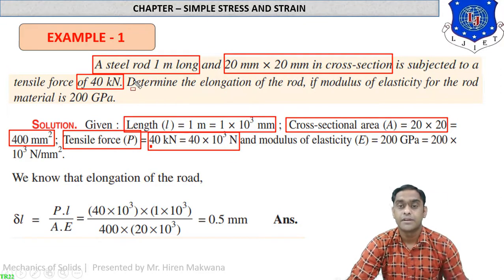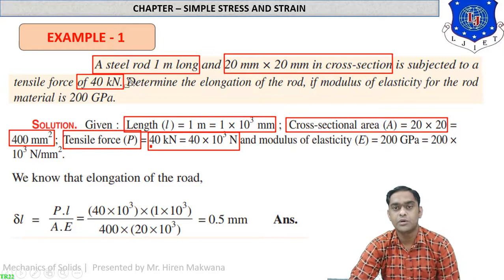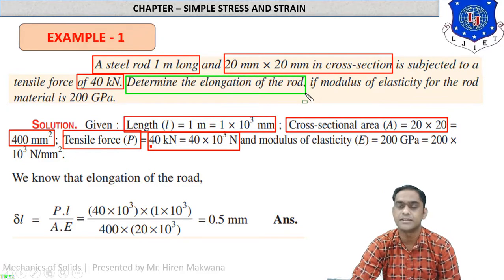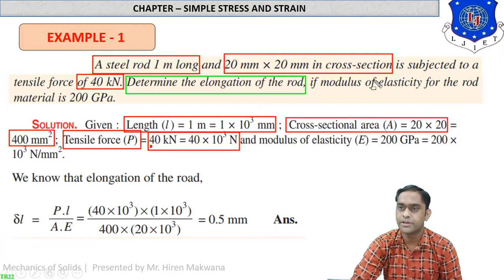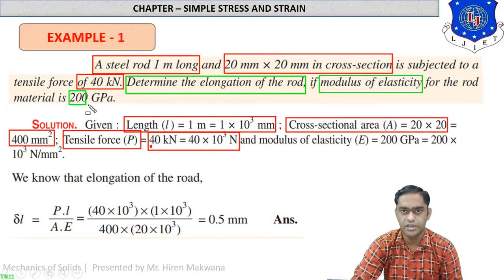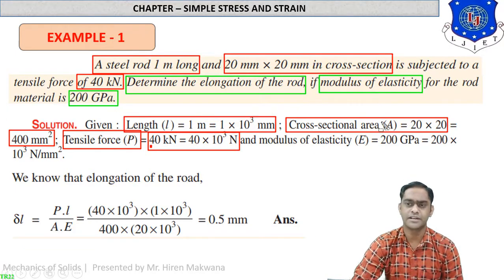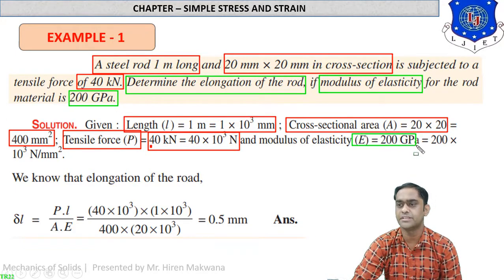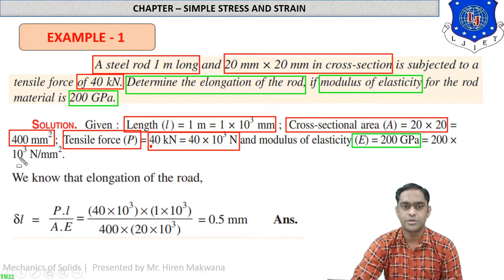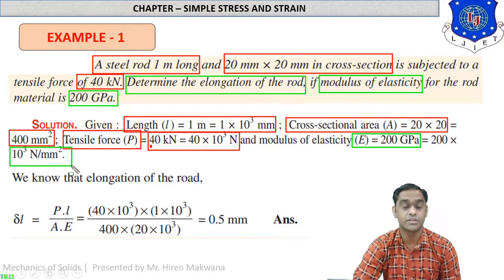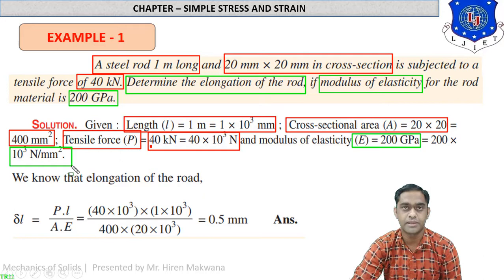What we have to determine? We have to determine the elongation of the rod, means delta L. Modulus of elasticity E given to you for the rod material is 200 gigapascal. Now concentrate. E is equal to 200 gigapascal means 200 into 10 raised to 3 Newton per mm square. So must remember this. Gigapascal must be converted into Newton per mm square. So whenever gigapascal is given, just multiply it by 10 raised to 3 and you will get the answer in Newton per mm square.